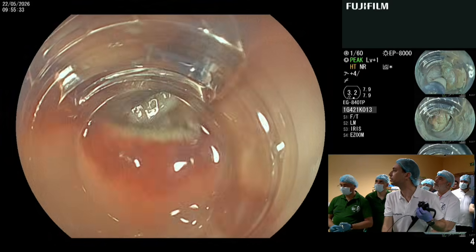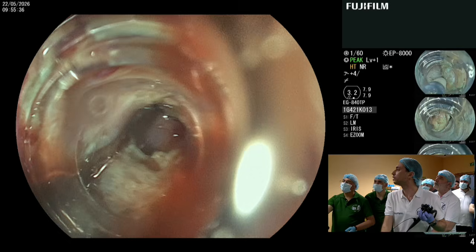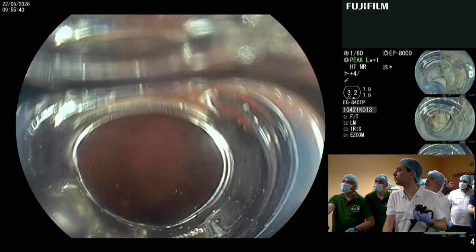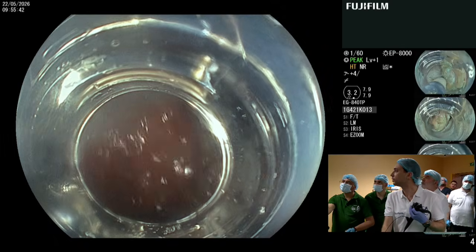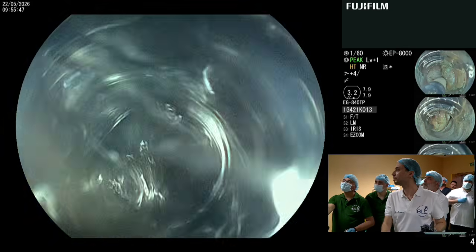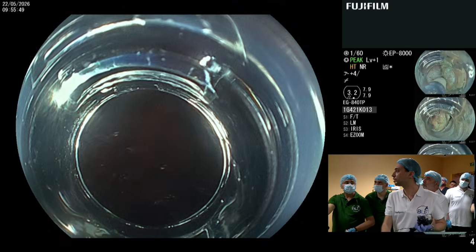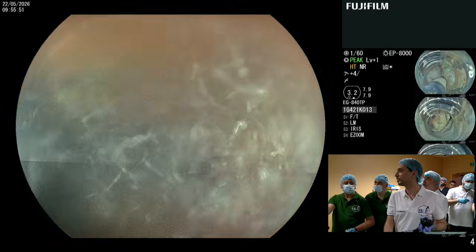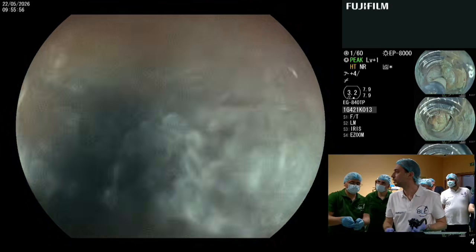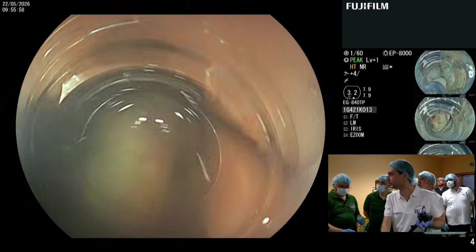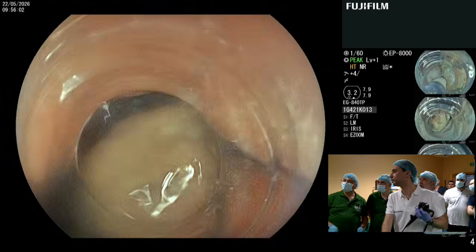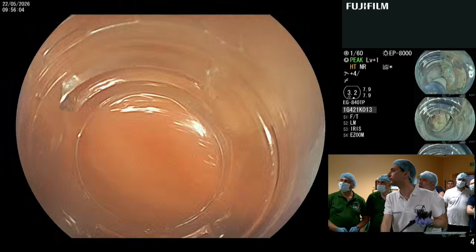You want to maintain the traction? Sure. Yes, it's outside now. You remove it. I don't see it. I hope we didn't lose it in the peritoneal cavity. Please remove this. Oh, I see. It's inside the stomach.